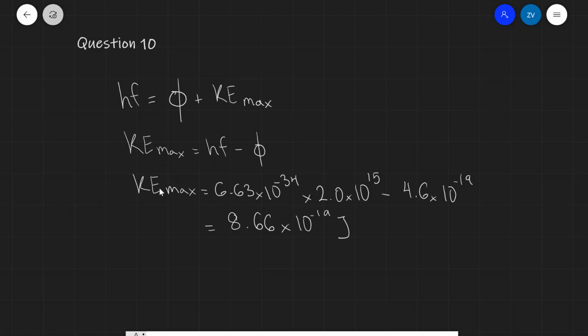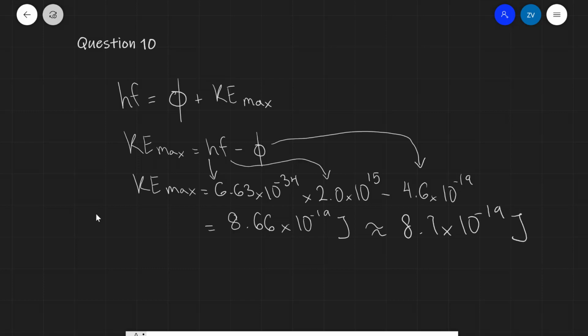K max will be equal to Planck's constant, which is 6.63 times 10 to the power minus 34. Our frequency is given in the question as 2.0 times 10 to the power 15. Take away the work function, which is 4.6 times 10 to the power minus 19, which is going to give us an answer of 8.66 times 10 to the power minus 19, which is about 8.7 times 10 to the power minus 19 joules, i.e. the correct answer is C.